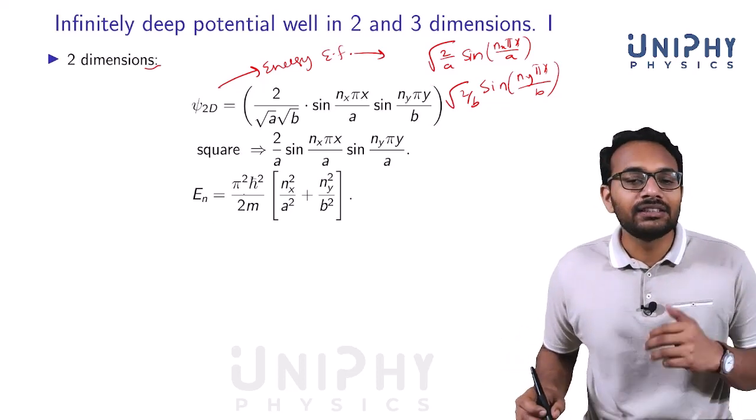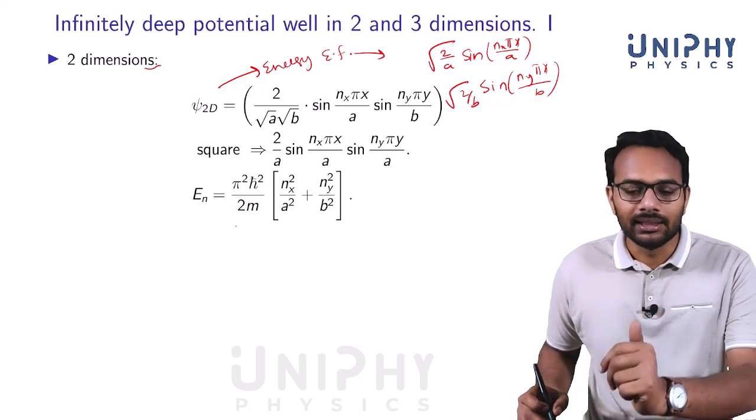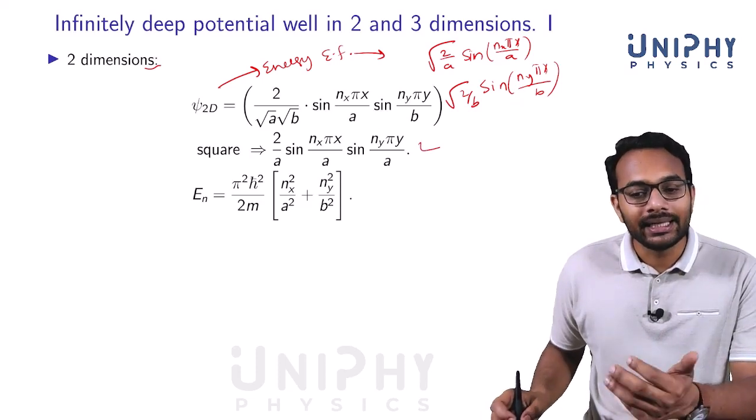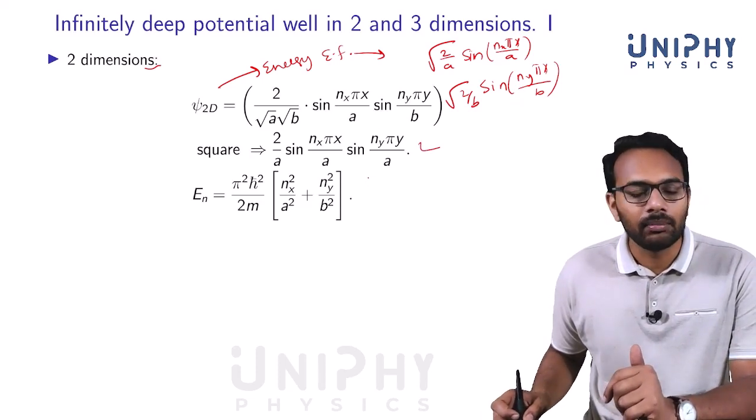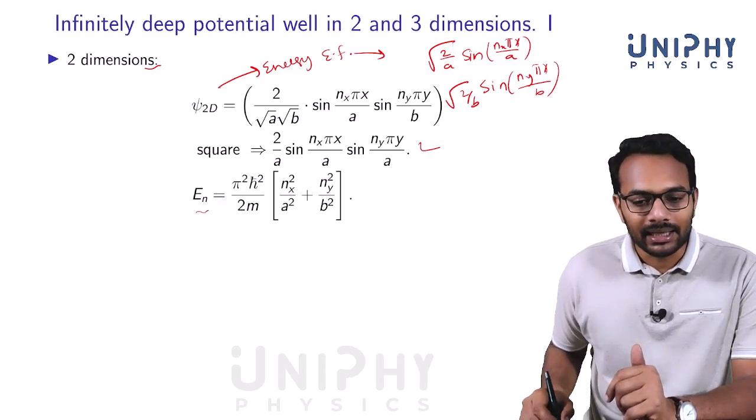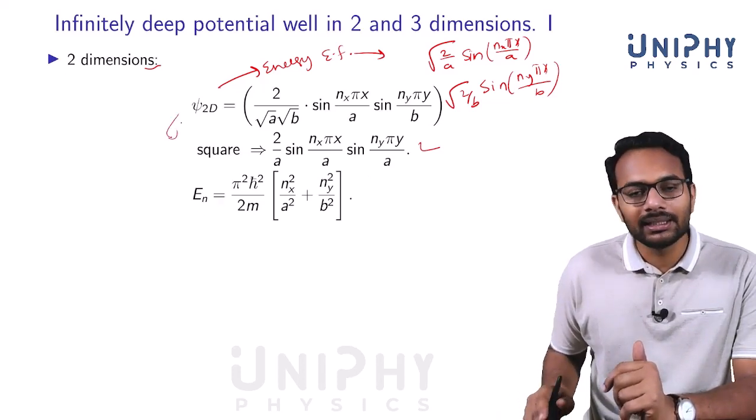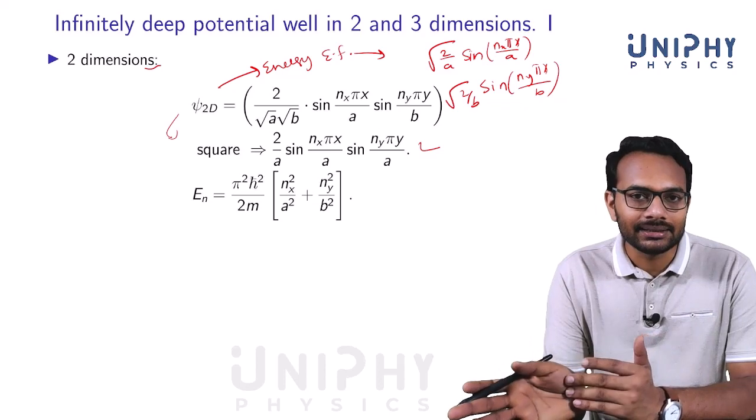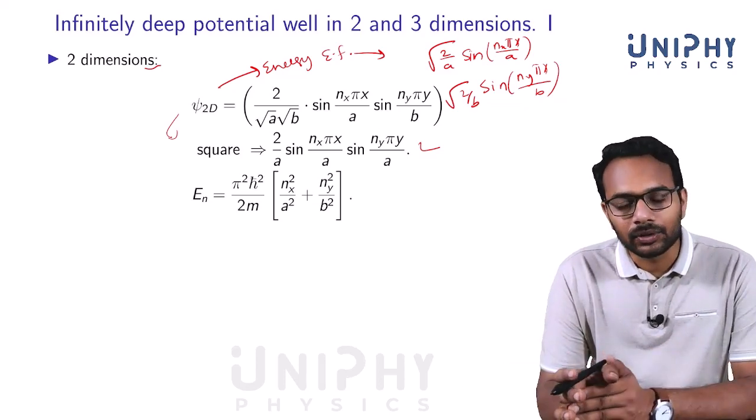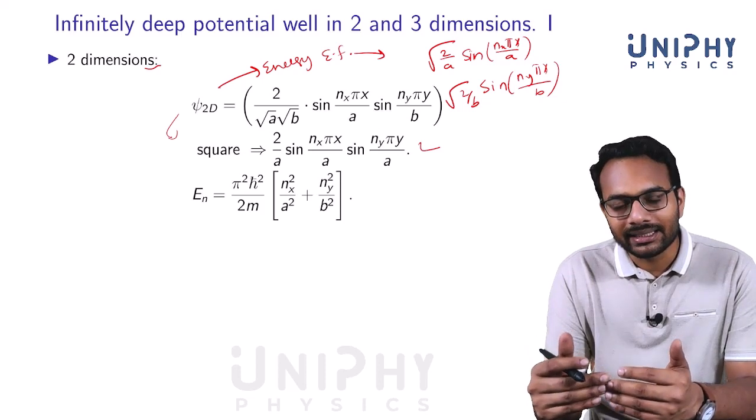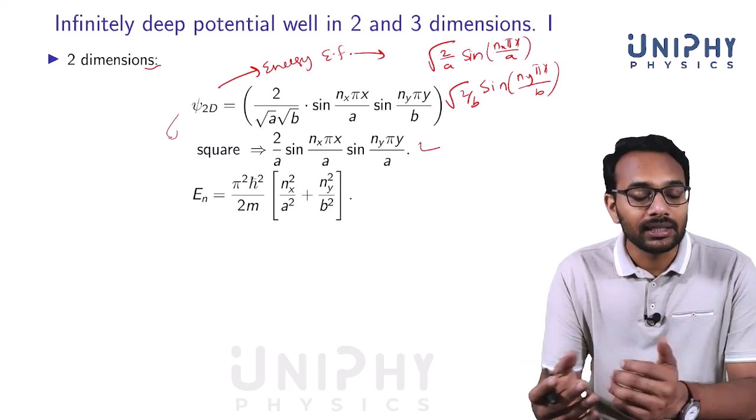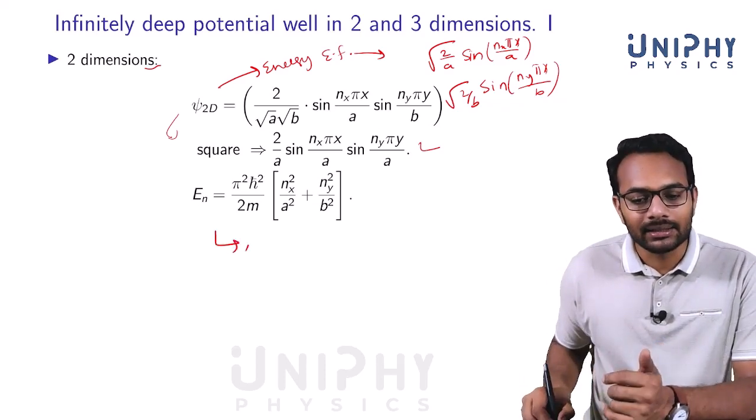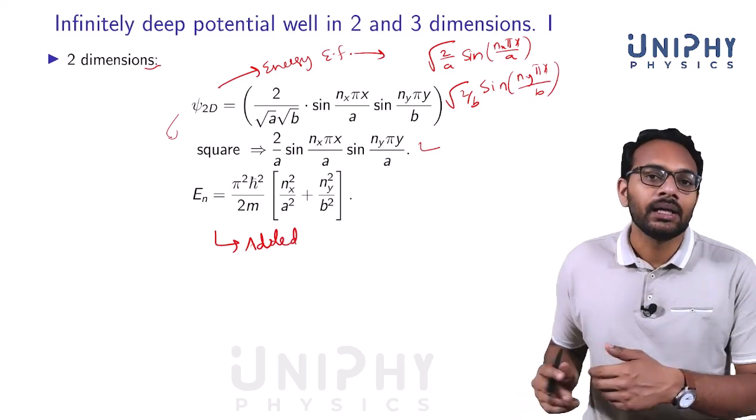Now, if it's a square potential well of infinite depth, in that case a is equal to b, and then we get this: 2 by a sine nx pi x by a sine ny pi y by a. And the energy eigenvalue. If you want to obtain the eigenfunction, you just multiply the corresponding eigenfunctions. You take the eigenfunction corresponding to the x dimension, take the eigenfunction corresponding to the y dimension, then multiply them, and you get the eigenfunction corresponding to the 2-dimensional case. For the eigenvalues, they get added. So the eigenfunctions get multiplied and the eigenvalues get added.